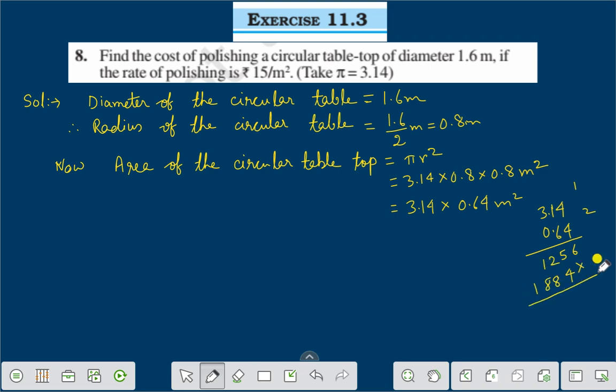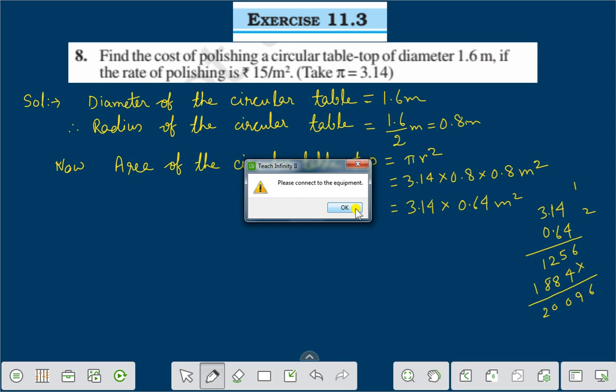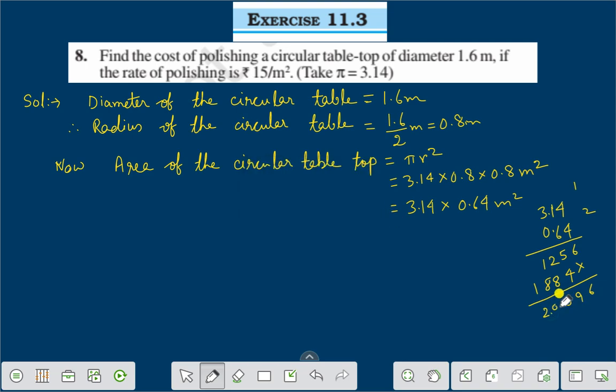Now if we add this one, that is 6. 5 plus 4 is 9. 8 plus 2 is 10, carry 1, it is 0. 8, 9, 10, carry 1, it is 0. 1 plus 1 is 2. And the point is 1, 2, 3, 4: 2.0096. That comes to 2.0096 meter square.